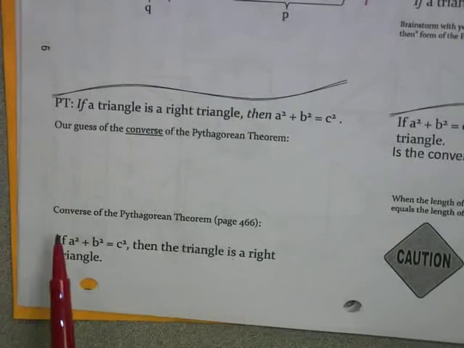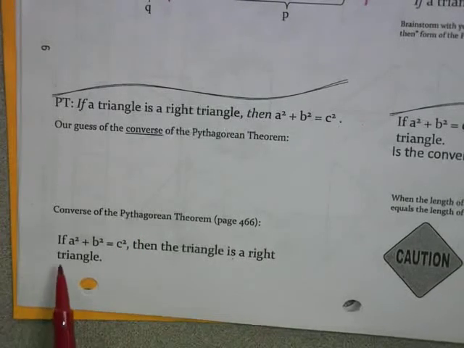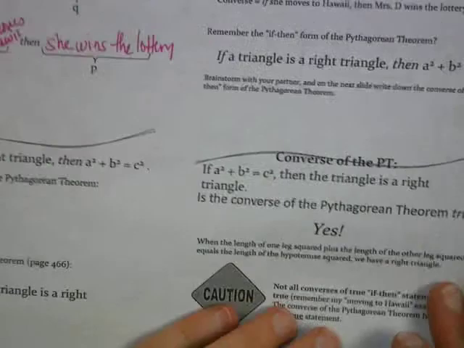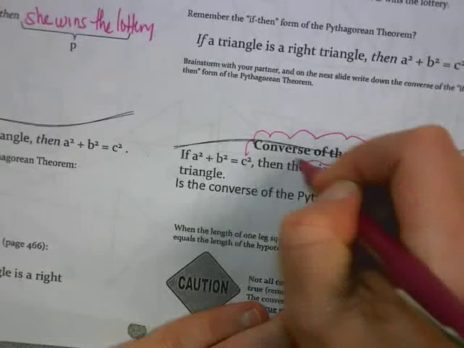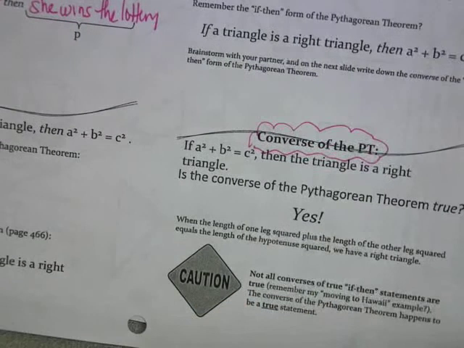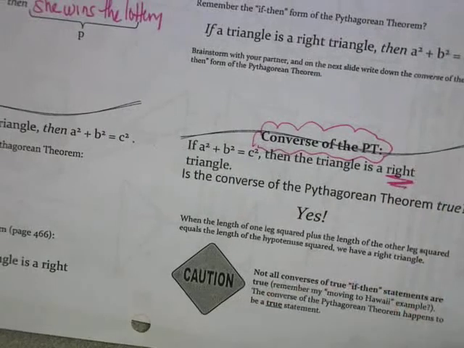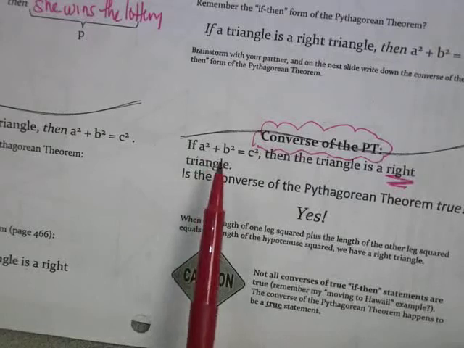The converse of the Pythagorean theorem, it's page 466 in your book. If we know a squared plus b squared equals c squared, then the triangle is a right triangle. Okay, so get that in your memory banks, the converse of the Pythagorean theorem. If a squared plus b squared equals c squared, then the triangle is a right triangle. It may be a triangle, but it isn't a right triangle unless you started off with a squared plus b squared equals c squared. Okay, is it true?